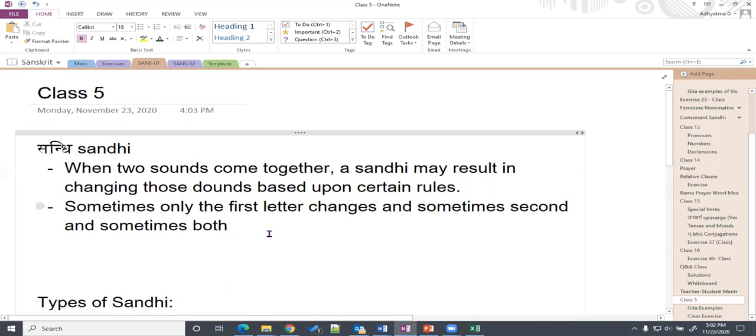So what happens as a result of Sandhi? Sometimes the first letter changes, sometimes the second letter changes, and sometimes both letters change. We'll see those examples and then you will understand more.